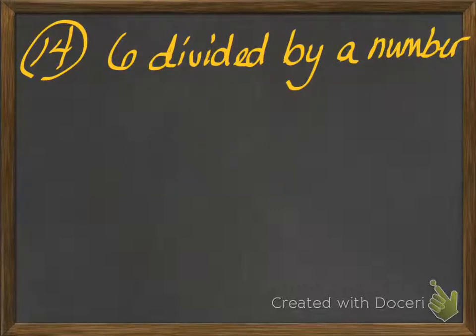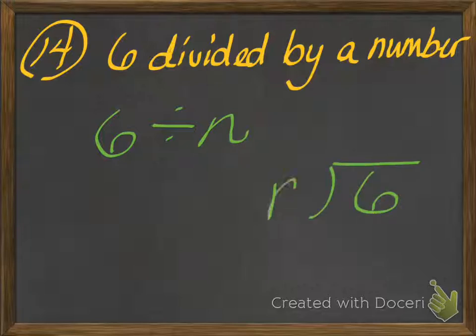Number 14. 6 divided by a number. Okay, the algebraic expression for this would be 6 divided by n, a number, or you could write it in the division box, 6 divided by n, the number, or you could write it as a fraction, 6 divided by n. Okay, all three of those work.